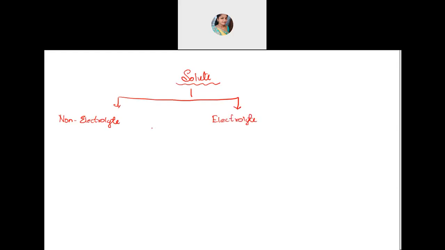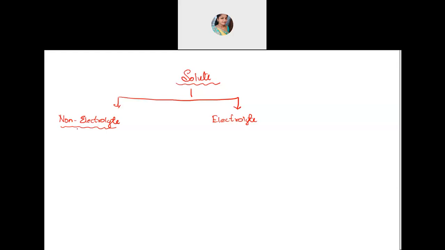This you will know. What are non-electrolytes? We have done this last year also, and in equilibrium also I have discussed this. Non-electrolytes are those which do not dissociate. When you put them in the solution, they do not break down into their ions and they don't conduct electricity, because if they are not breaking down into ions, they will not go towards any respective electrode, so there is no possibility that they will conduct electricity.